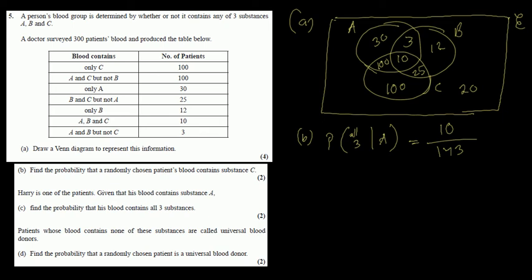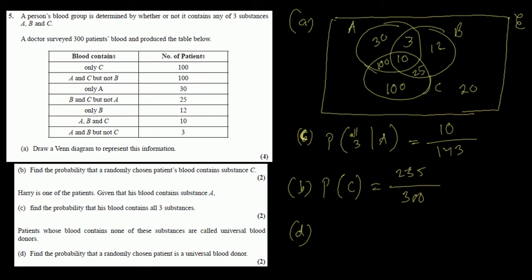Then the next one, I think this is question number C. Oh, there is another one, B. Let me do B here. Find the probability that a randomly chosen patient contains substance C. Okay, probability of C. Now the total is everything, 300. So out of 300, how many people have substance C? 100, 200, 235.